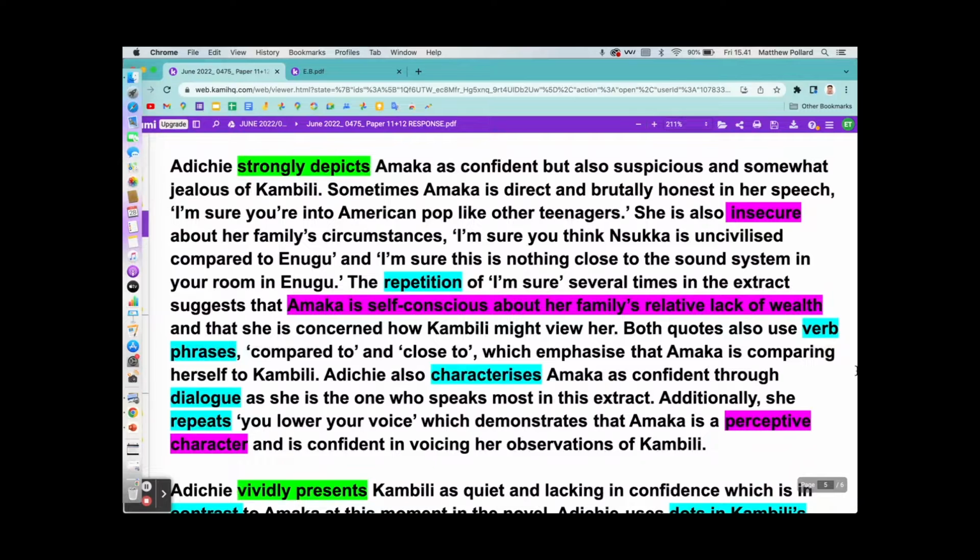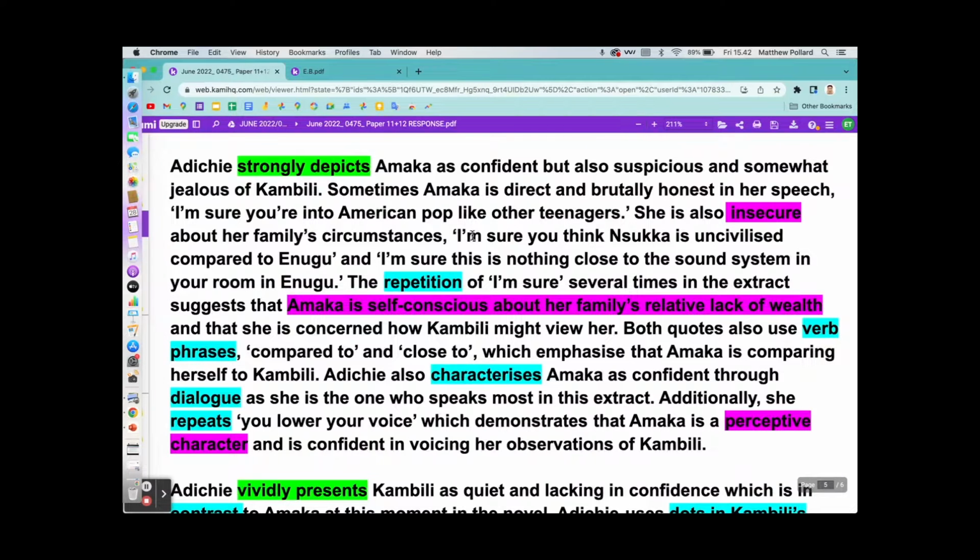The repetition of "I'm sure" several times in the extract suggests that Amaka is self-conscious about her family's relative lack of wealth and that she is concerned how Kambili might view her. Both quotes also use verb phrases, "compared to" and "close to", which emphasize that Amaka is comparing herself to Kambili. Adichie also characterizes Amaka as confident through dialogue, as she is the one who speaks most in this extract. Additionally, she repeats, "You lower your voice," which demonstrates that Amaka is a perceptive character and is confident in voicing her observations of Kambili.